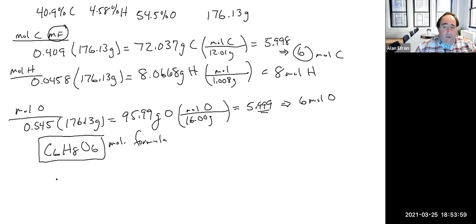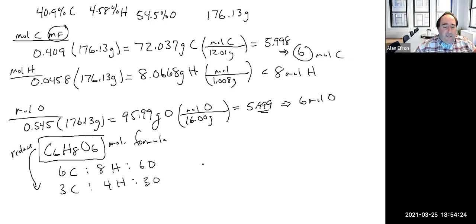At this point, it's now a point of just reducing this down to the simplest set of numbers. So that's basically 6 carbons to 8 hydrogens to 6 oxygens. If you divide everybody by 2, that's the same thing as saying 3 carbons for every 4 hydrogens for every 3 oxygens. And that is as low as you could go and still end up with whole numbers. And that is where we can then get our empirical formula from.